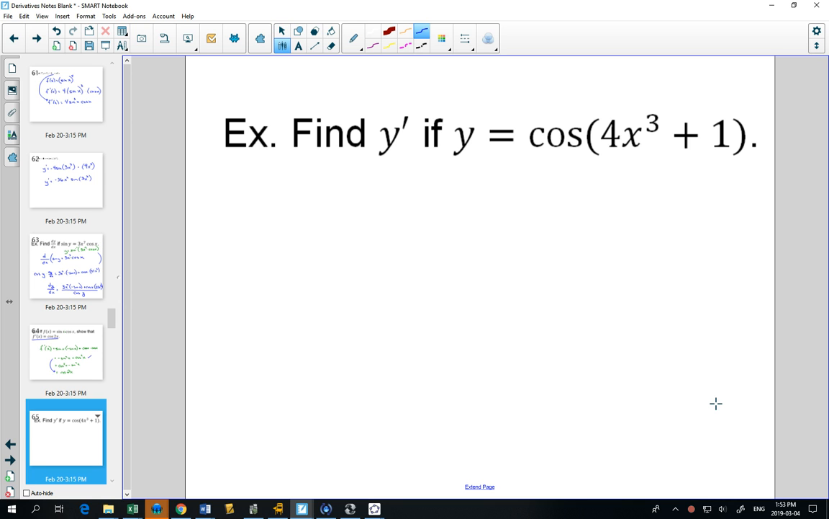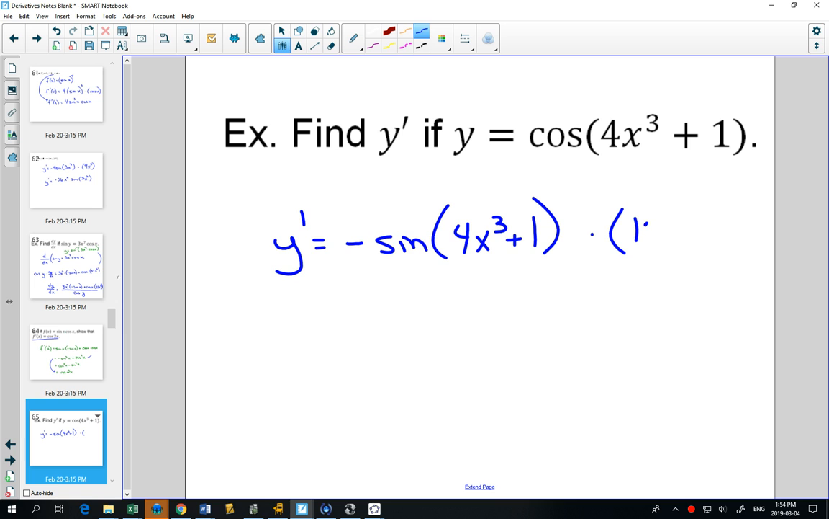Were you able to see that it was a chain rule? And that the 4x cubed plus 1 was inside cos. So when we're doing the chain rule, we do the derivative of the outside function first. Derivative of cos is negative sine. Keep the inside the same. Then multiply by the derivative of the inside. Done.